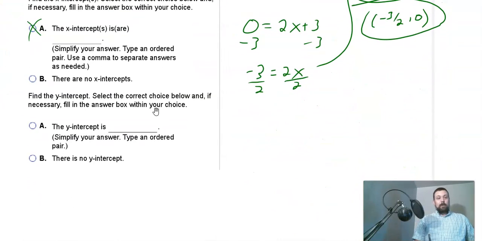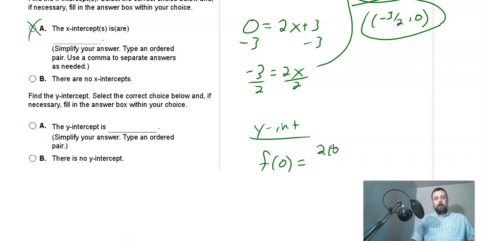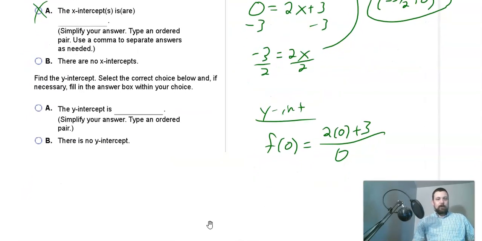Y-intercept, right? That's the last thing we want to find. So let's go and find the y-intercept. For the y-intercept, we're going to set x equal to 0. So we'll have f of 0 equals (2 times 0 plus 3) over (0 minus 2).